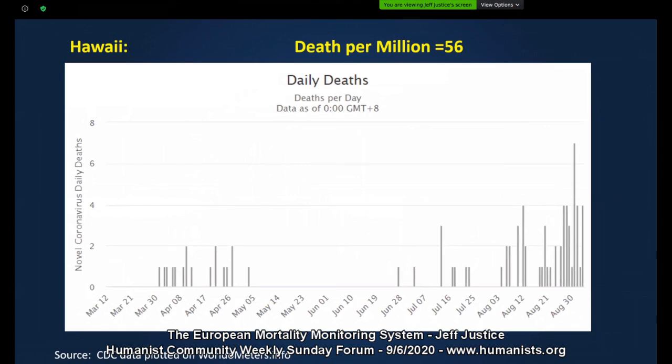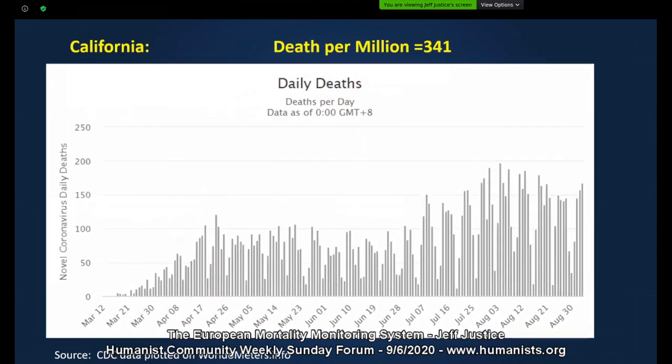First of all, here's Hawaii. The tourist economy out in the middle of the Pacific ends up with a death rate 1/10 of the rest of the United States, 56 per million. Now, why was their epidemic so much different from our epidemic?